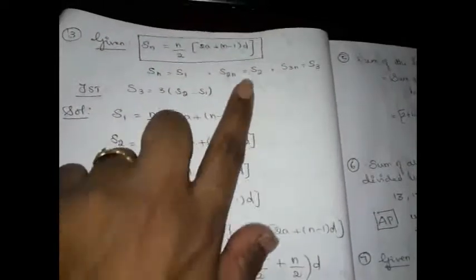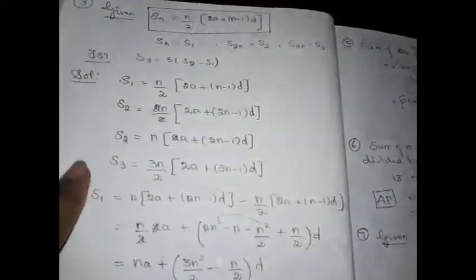See, Sn is n by 2 into (2a plus (n minus 1) times d). Sn is S1, S2n is S2 and S3n is S3. We will get three equations by substituting n as 2n and 3n. Find S2 minus S1, multiply it by 3 and check whether you are getting S3 here. Right? Hope you can do this.